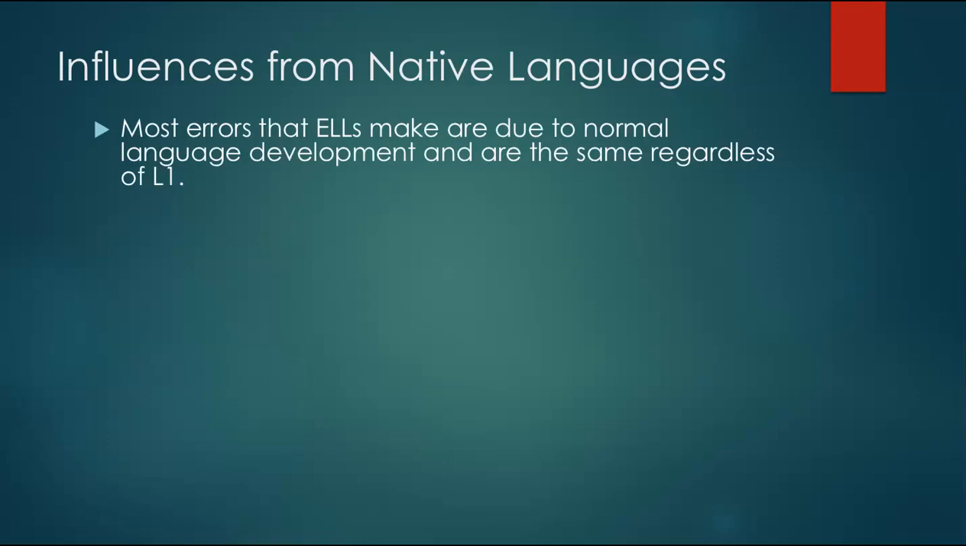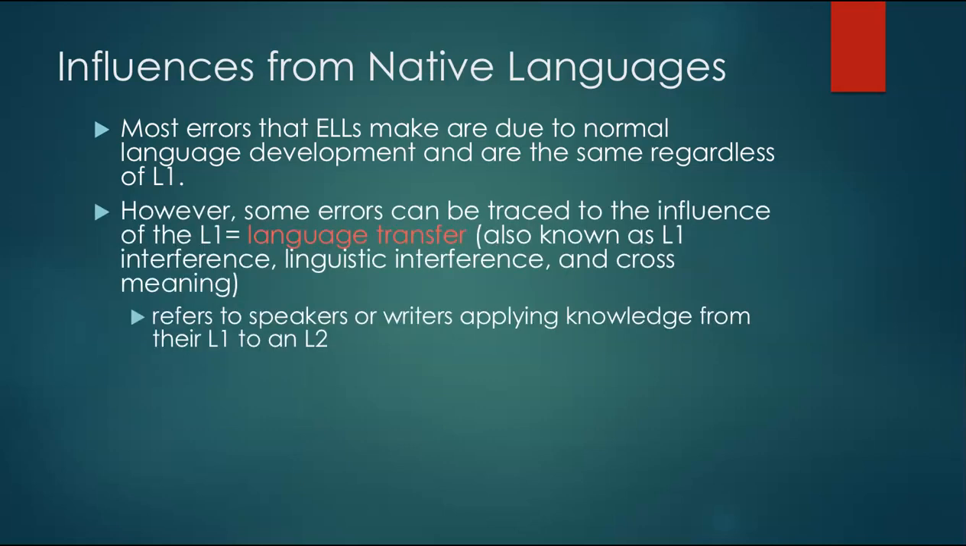Most errors that English language learners make are due to normal language development and are the same regardless of whatever their first language is. So a Russian speaker and a Japanese speaker will make many of the same mistakes. However, there are some errors that can be traced to the influence of the first language.